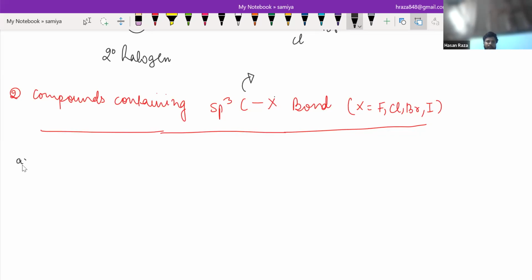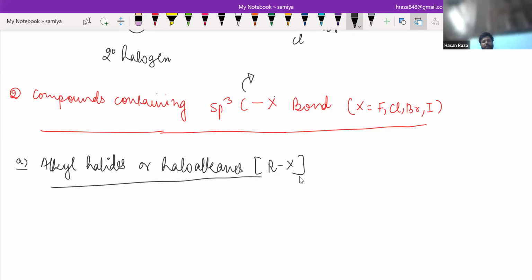And in this, we have 3 subparts. The first is alkyl halides or haloalkanes. Alkyl halides or haloalkanes, that is denoted by RX. So basically this is very easy. C, X, hydrogen, hydrogen, and this is R. R means alkyl group, that means carbon containing group. Methyl, ethyl, propyl, butyl, it can be anything.